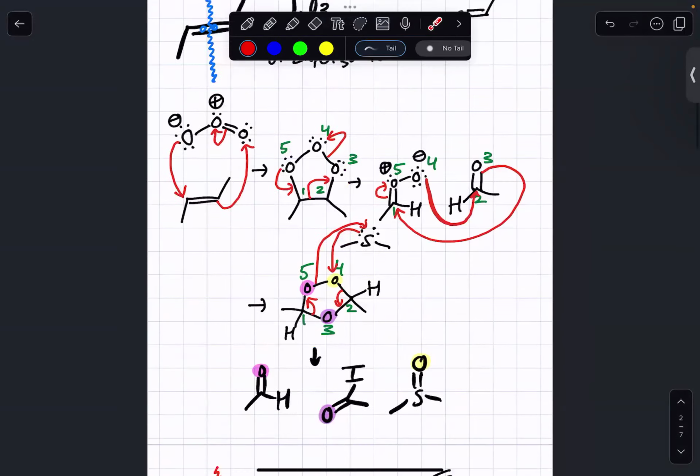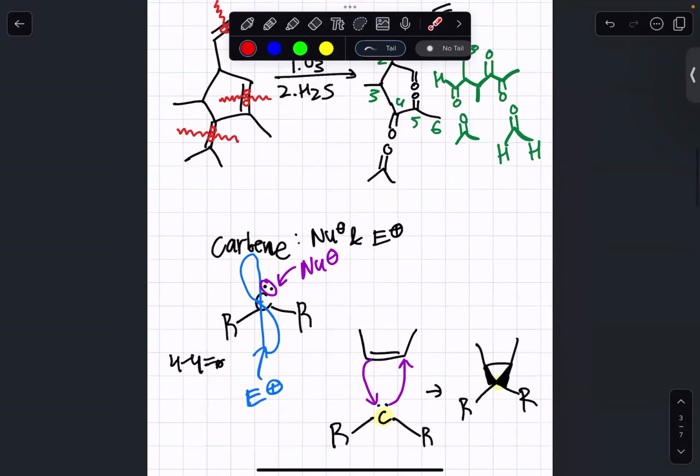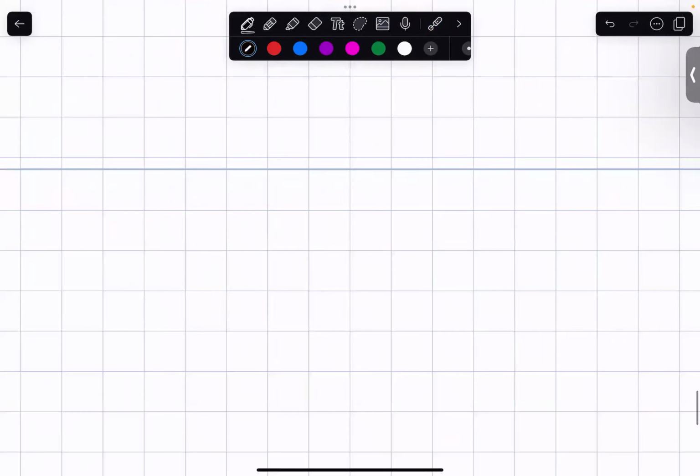If we could do a review for synthesis and stuff like that with all the reactions that we've learned, that would be great. Oh yeah. So let's do some synthesis problems on this chapter.